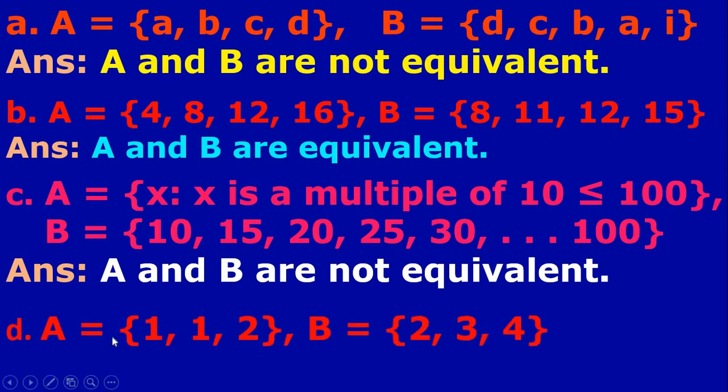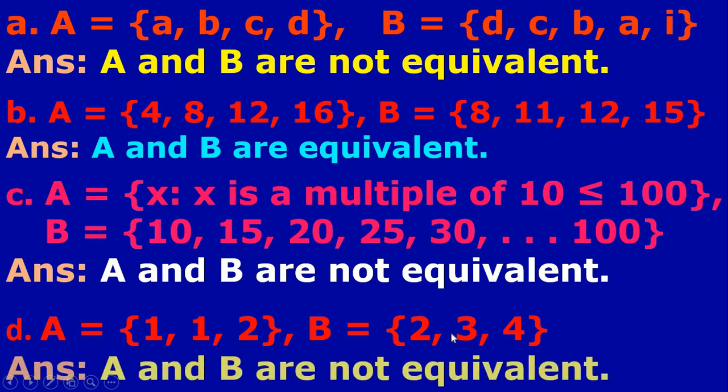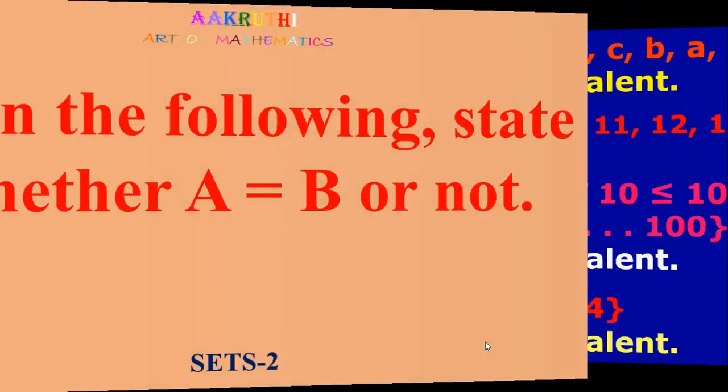Next one, A equal to {1, 1, 2} and B equal to {2, 3, 4}. In A, here we have only 2 elements. So 1 is repeated 2 times. We should not count that. So the total number of elements in A is only 2. In set B, we have 3 elements. The total number of elements in A and B are not the same. So therefore A and B are not equivalent sets. So we should not count repeated elements.